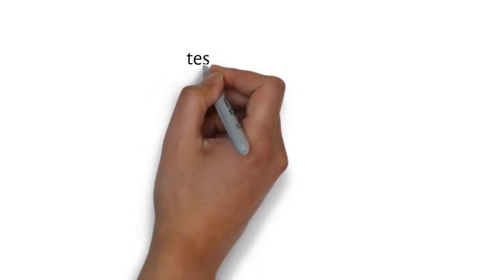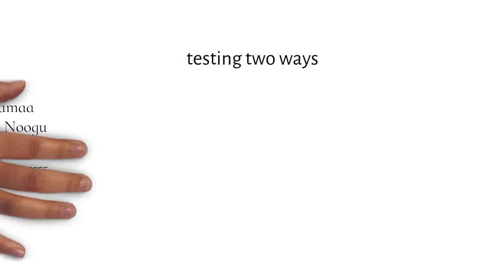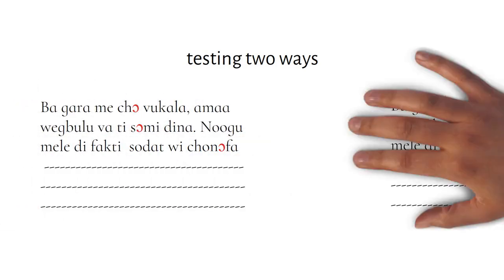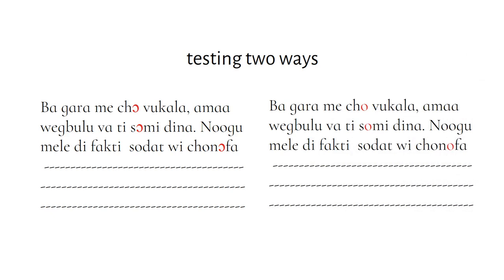First, you will be testing two different ways of writing. One paragraph will use one way of writing. The other paragraph will use a different way of writing that you're considering. See what is different in these two paragraphs, marked for you.